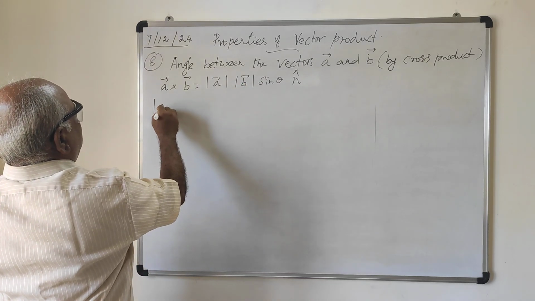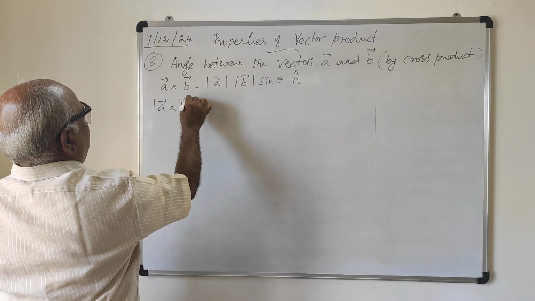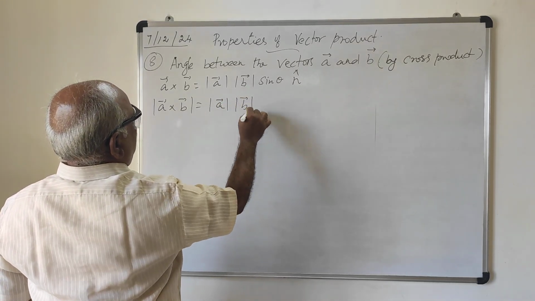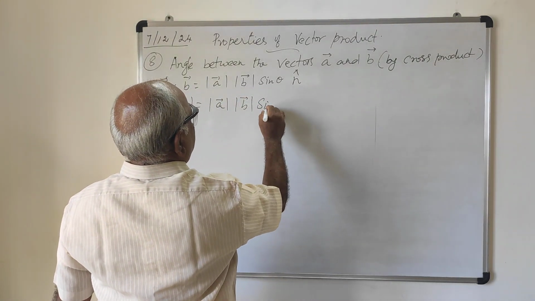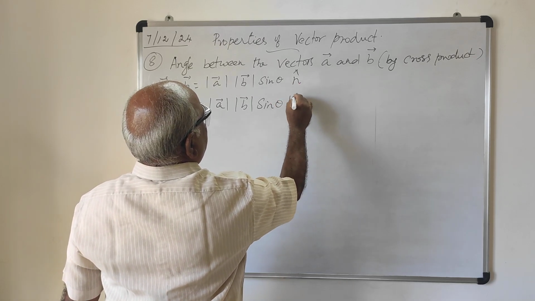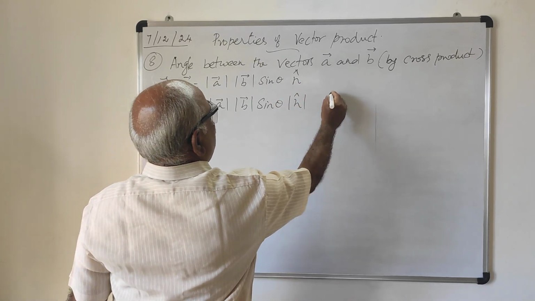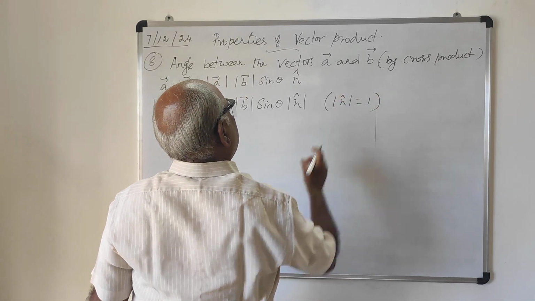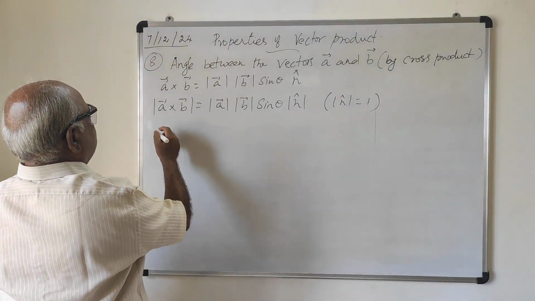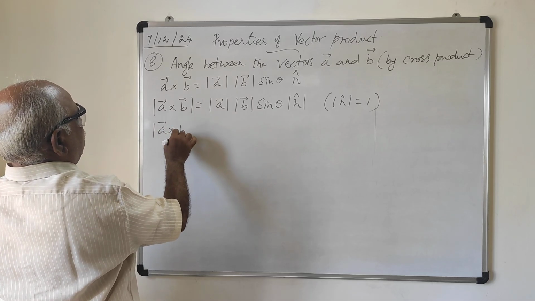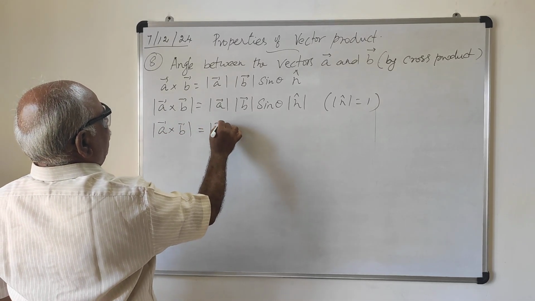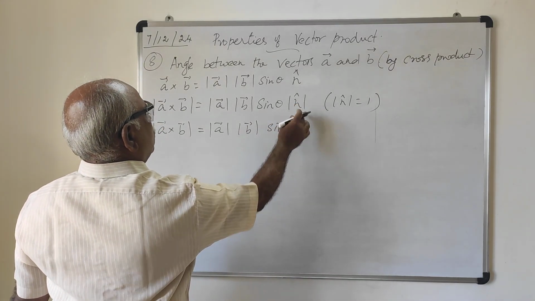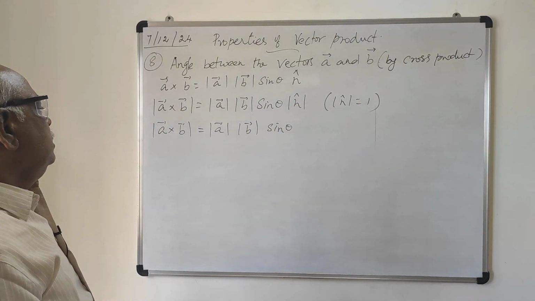Taking modulus of A cross B from this, modulus of A is mod of A, modulus of B is mod B, modulus of sin theta is sin theta itself, and modulus of n cap is 1 because n cap is unit vector. Therefore, this term becomes modulus of A cross B equal to mod A mod B into sin theta only. This is 1. Mod n cap is 1.